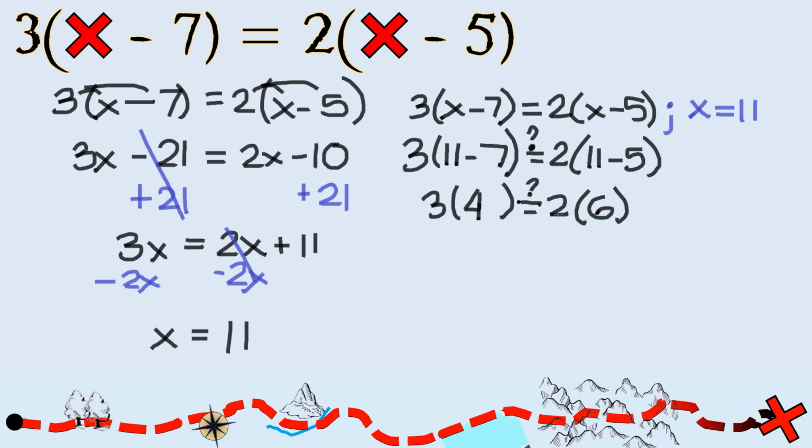Now even if this is already obvious, the goal here is to make sure that both sides of the equation will have the same value. Hence, 3 times 4 is 12, equal to 2 times 6, which is also 12. At this point, we have now verified that the value of the unknown, x equal to 11, is the value of the unknown in our given equation. Take note that we need to use the distributive property first before other operations, and of course complete this step with checking.